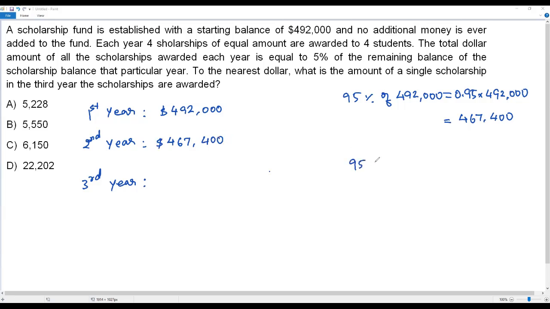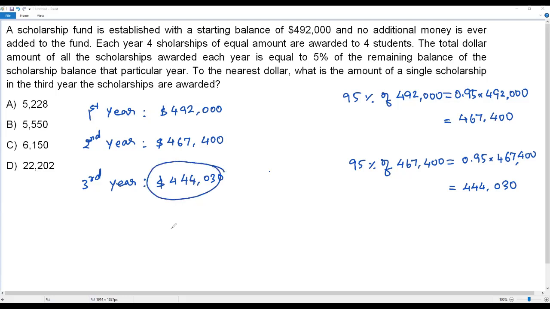So 95% of $467,400 is equal to 0.95 times $467,400. When I multiply these two values, I'm getting $444,030. So this is the balance, that is $444,030 is the balance we have in the third year. In this money, they are giving 5% for the total of 4 scholarships.